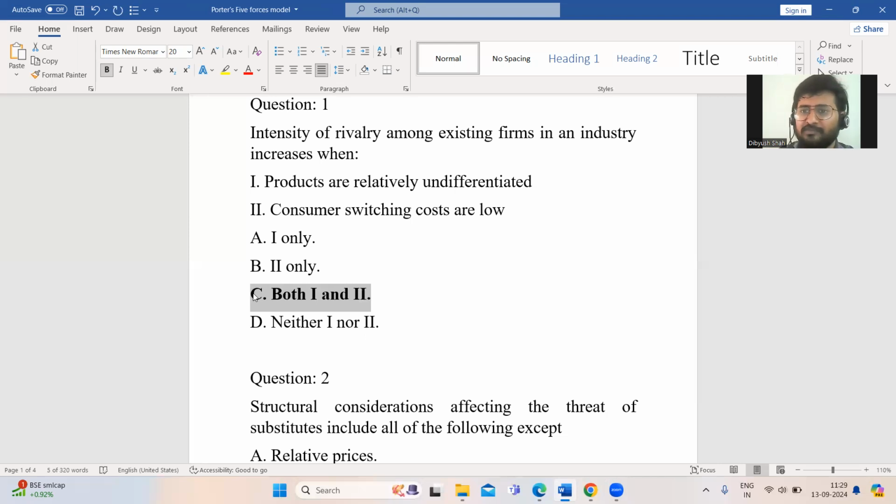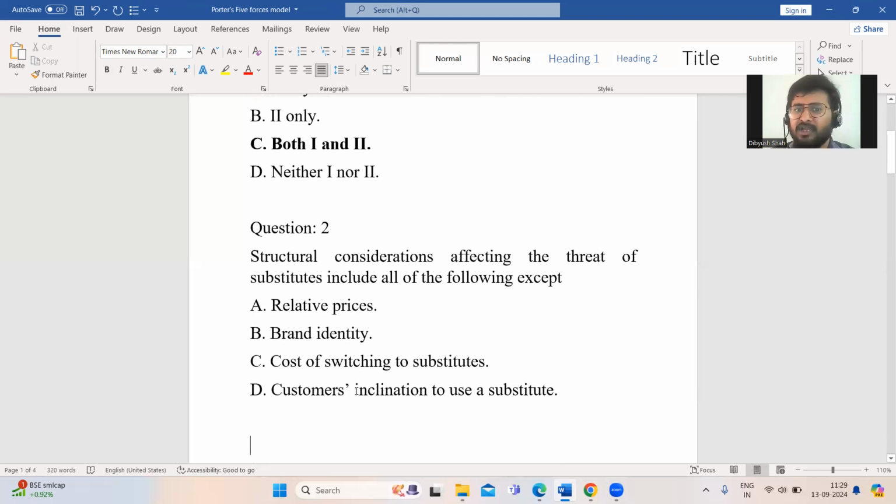Now remember, whenever you are solving questions on Michael Porter's five forces model, you have to understand the terms given in the question because questions will not be purely based on theory. Structural considerations affecting the threat of substitutes include all of the following. The question is very specific: these are structural considerations and we are only talking about the threat of substitutes. They include all except, so we have to find the odd one out. That means out of the four options I'm about to read, three will affect the threat of substitutes and one will not, and that is what I'm looking for. Except relative prices.